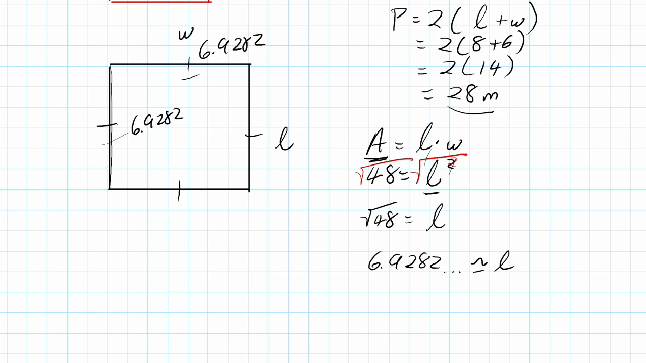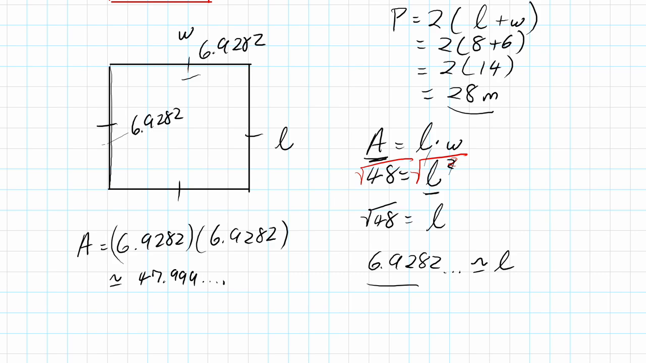6.9282. Okay, let's test this again. For area, we need to do 6.9282 times 6.9282. So we test that on our calculator. That gives us almost 48: 47.9990. We'll just say it's approximately 48. Now I know we're off by a little here, but this is to show the point of what we're trying to do. So we'll say that pretty much checks out.